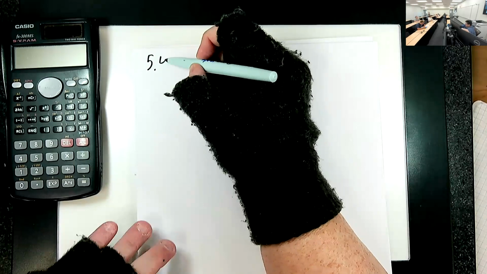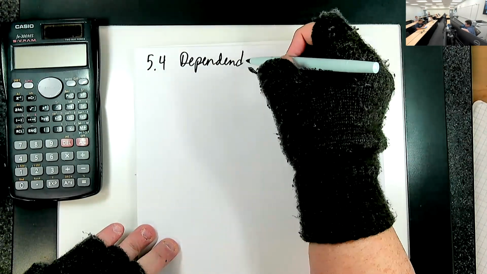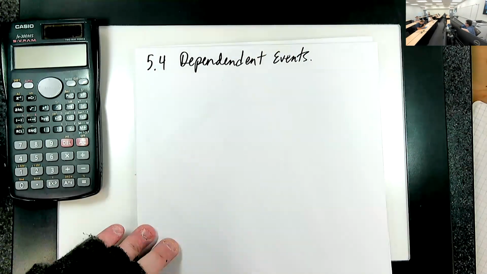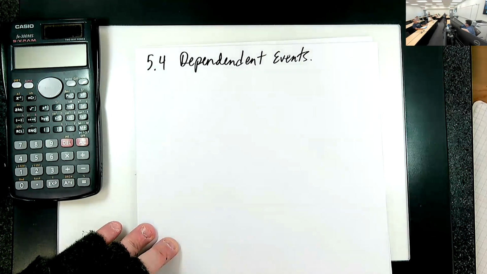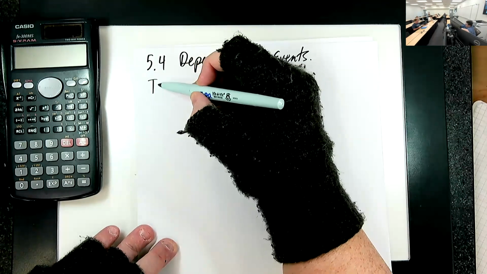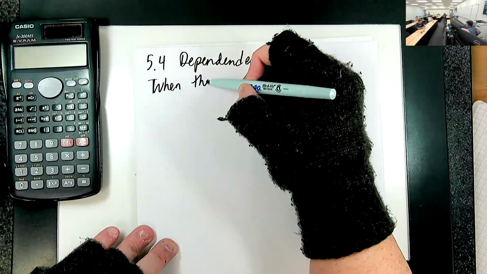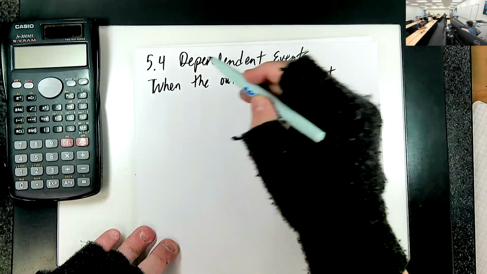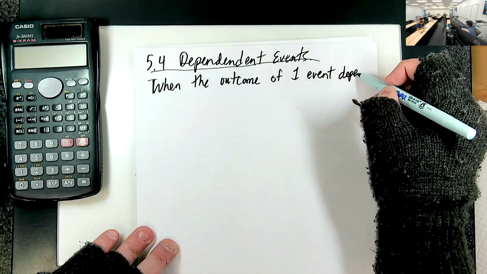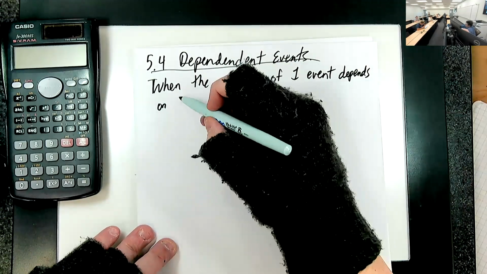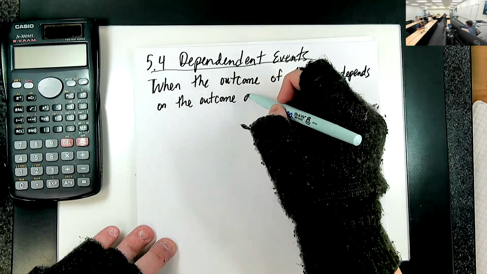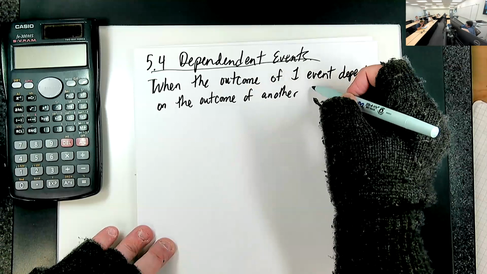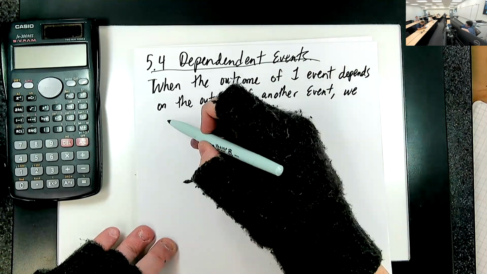So 5.4, dependent events. And we say they're dependent because when the outcome of one event depends on the outcome of another event, we call them dependent events.